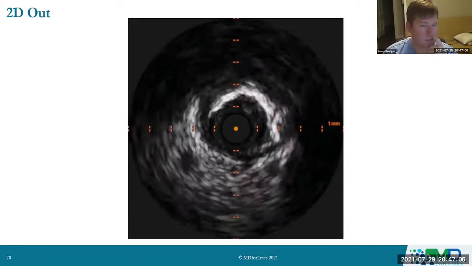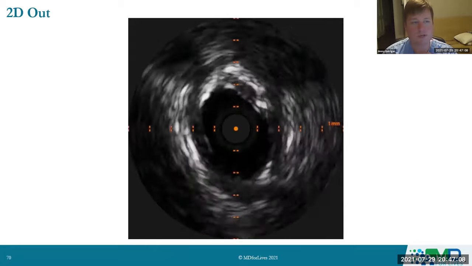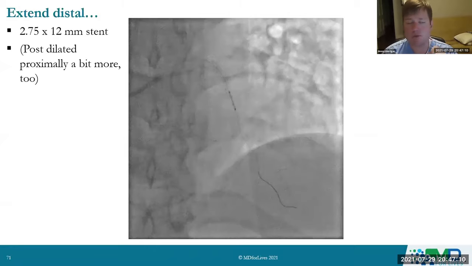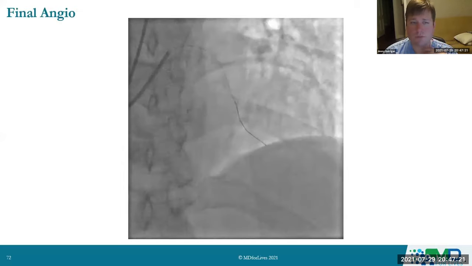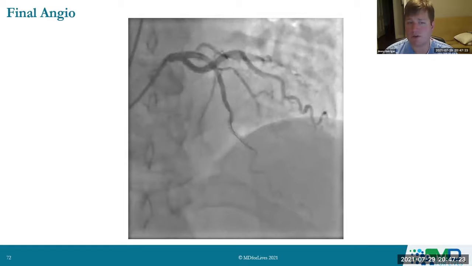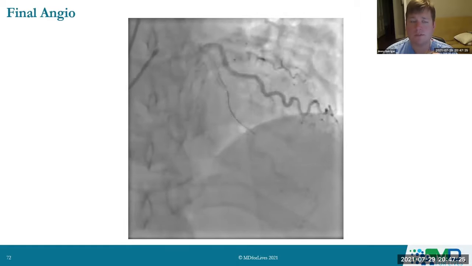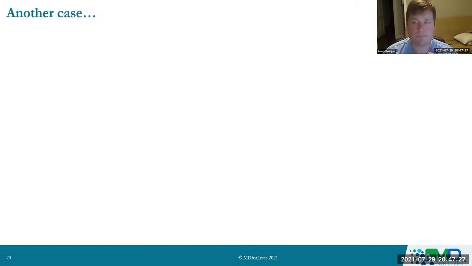Oh, no, I lied. I put the wrong one in there. I apologize. So it showed that much more clearly. So I extended distally with a 2.75, sized appropriately this time, by 12 to cover that area, post-dilated the proximal edge, completion angiogram, performed IVUS again to make sure that everything was happy and hunky-dory, and it was. I don't have that run for you.